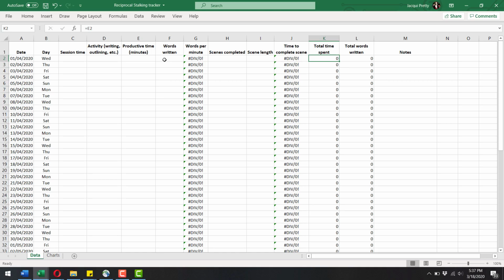Total time spent. So total time spent, I was thinking like total time spent throughout the challenge. So if I'm tracking my time throughout NaNoWriMo, by the end of April, I should have my 30 hours there, or however long it takes. And then total words written is the cumulative words each day.